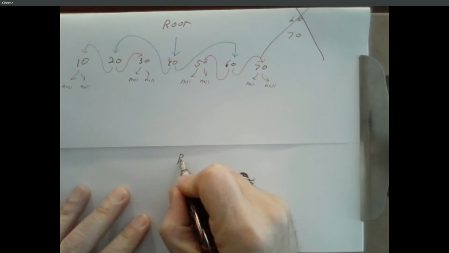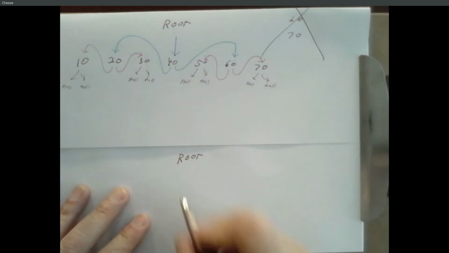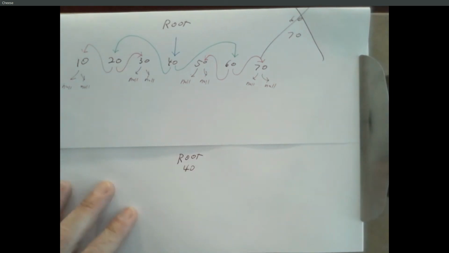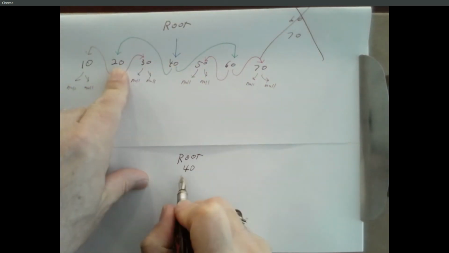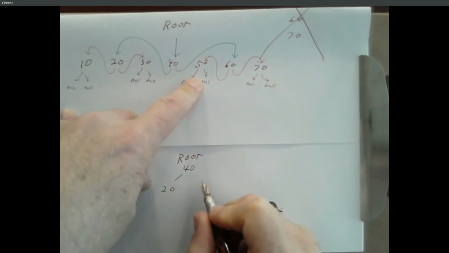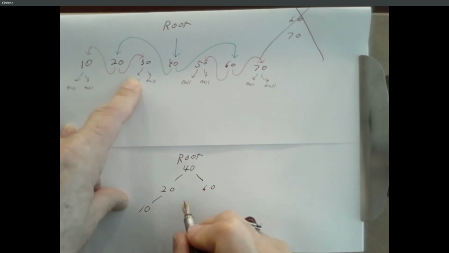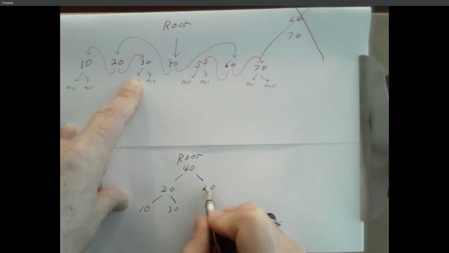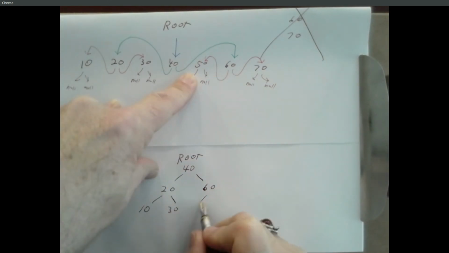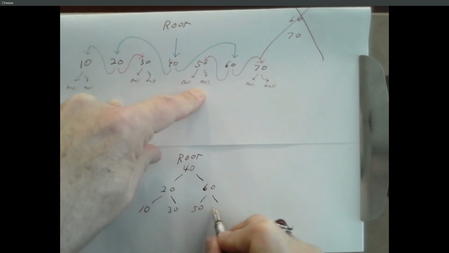So for this particular set of data, here's our root, that's the number 40. It should have something on the left going to a 20, something on the right going to a 60. That 20 should have something on the left going to 10, something on the right going to 30. The 60 has a 50 on the left and a 70 on the right.